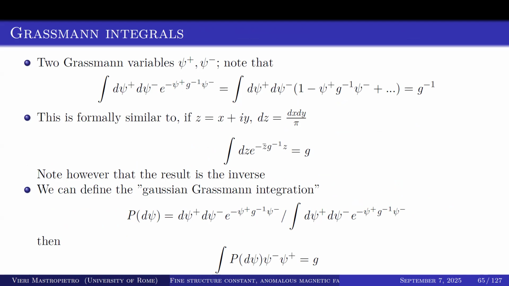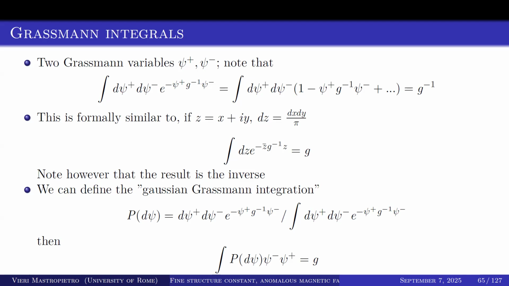One likes to write it in this way. Look, this is interesting. If you make this Grassmann integral, you get G minus 1. If you do the Gaussian, you get G. So there is a sign. This is what is called the supersymmetry property. If you make the product, you get 1. That looks similar, but there is a minus 1.